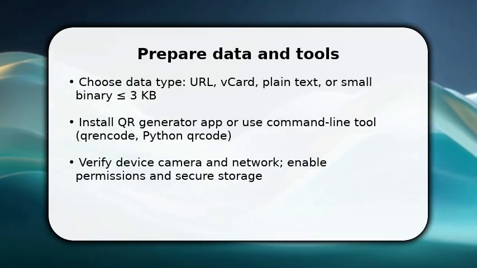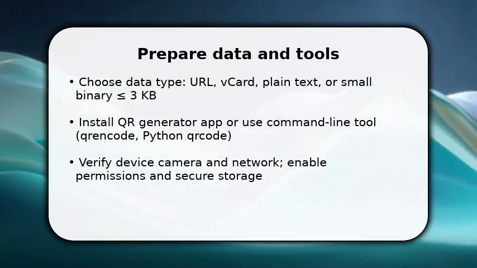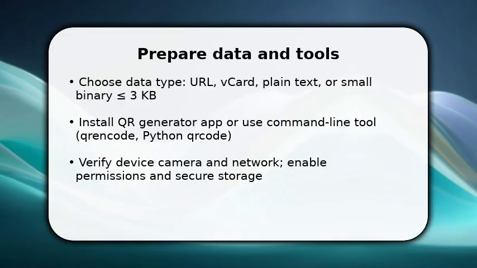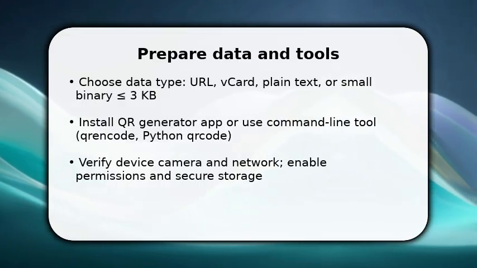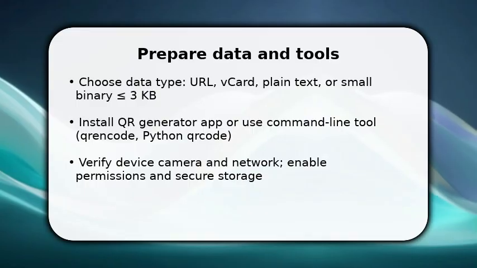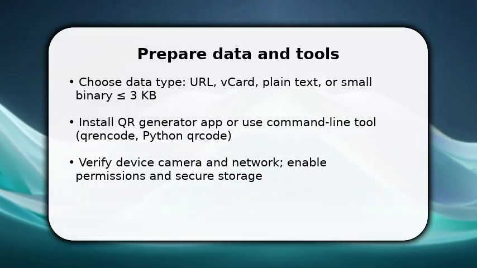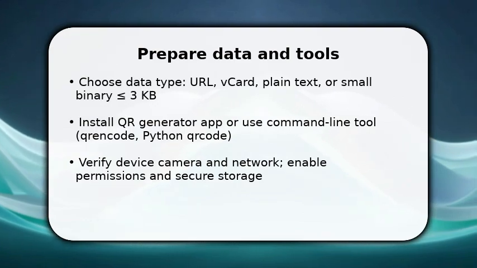Install a reliable generator, desktop, mobile, or CLI, and make sure your device camera and permissions are active. Once done, test encoding a short sample string to confirm format and character set. Make sure to use UTF-8 for text and HTTPS links for secure transfers.